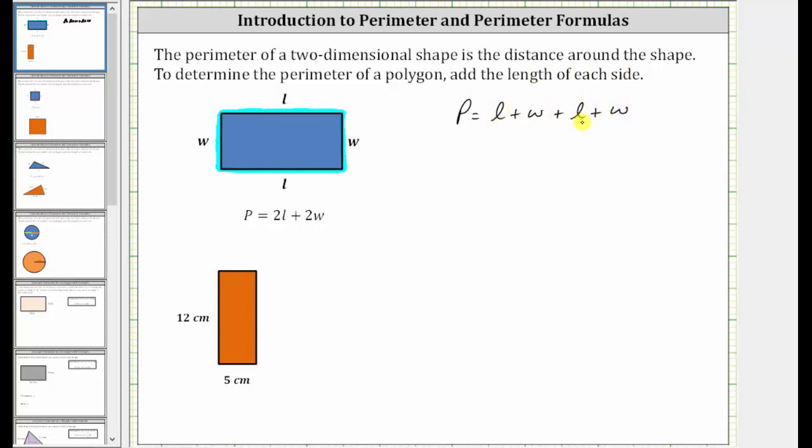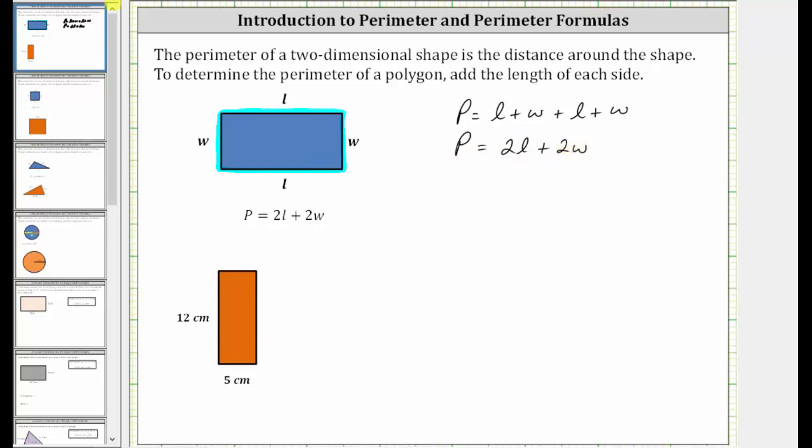But L plus L is equal to 2L, and W plus W is equal to 2W, giving us the perimeter formula for a rectangle: the perimeter P is equal to 2L plus 2W. So we can use this formula to determine the perimeter of a rectangle, but again, we can always just find the perimeter by adding the lengths of the sides.